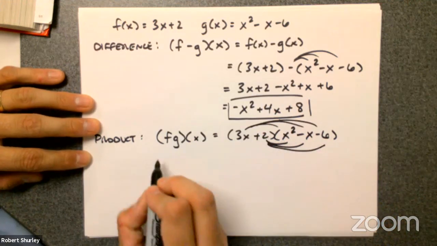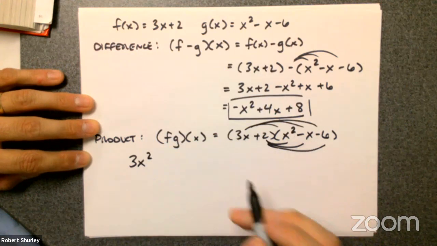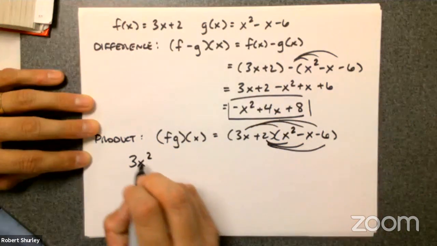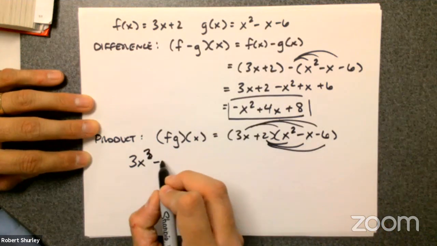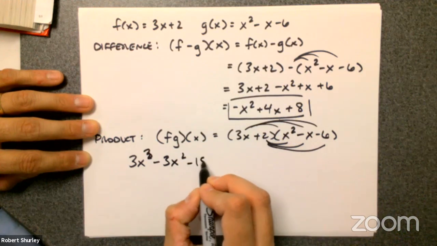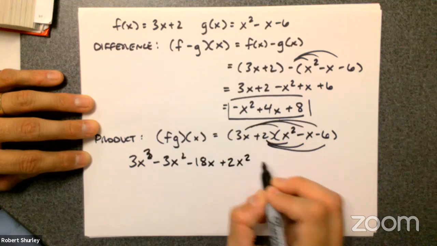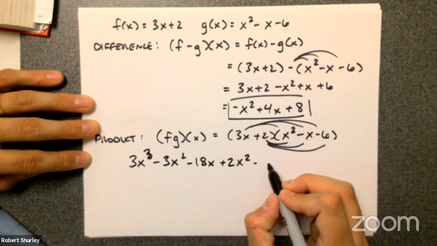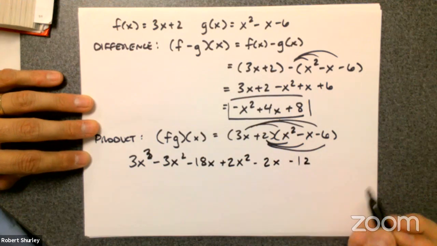So 3 times x squared, oh wait, no, it's 3x cubed, isn't it? Yep, 3x cubed. 3x times a negative x, that's a negative 3x squared. 3x times negative 6, that's negative 18x. 2 times x squared, so that's a plus 2x squared. 2 times negative x, so it's negative 2x. And then we get minus 12, right, for the last one.